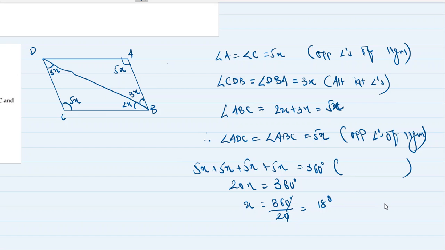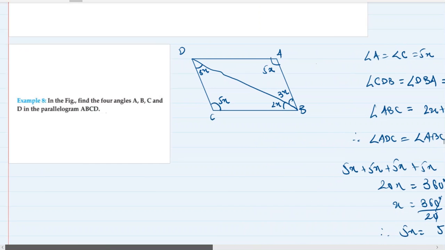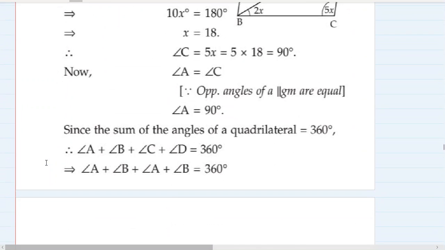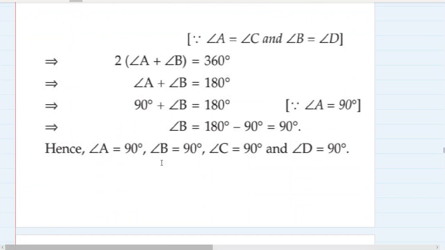18 degrees, and therefore 5x is equal to 5 multiplied by 18, which is equal to 90 degrees. So every angle of this parallelogram is 90 degrees. So this parallelogram is a special kind of parallelogram, which is a rectangle or a square, we don't know, but it is definitely a rectangle. Yes, every angle is 90 degree.